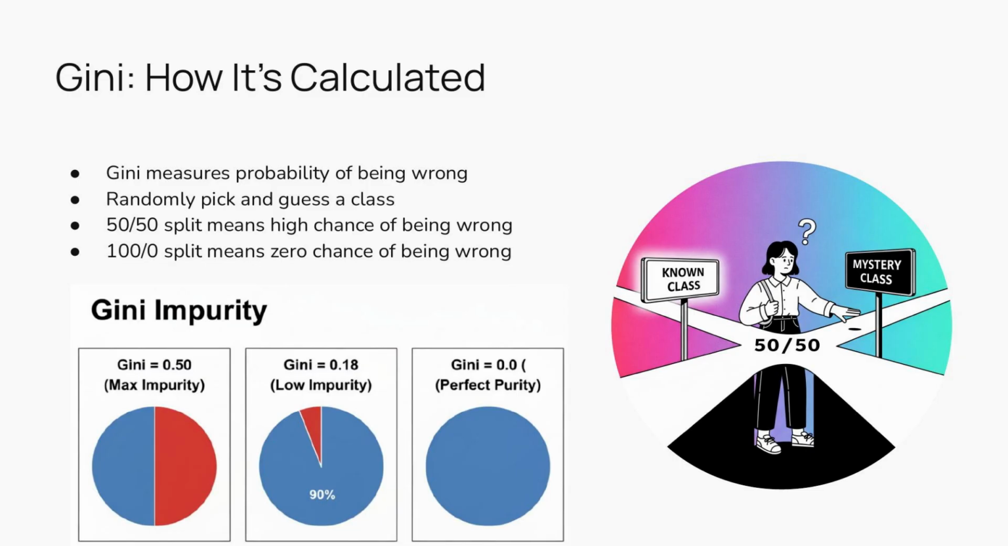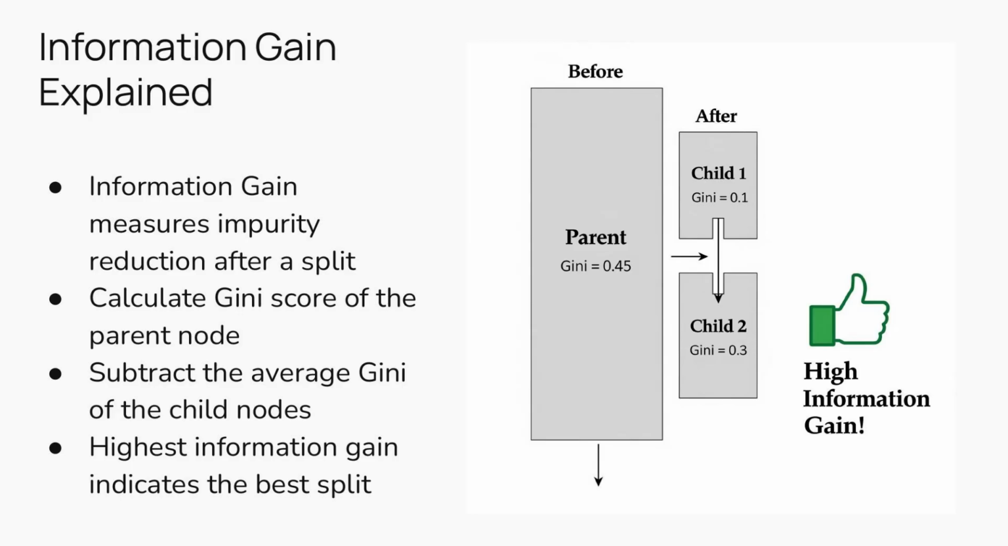The Gini score is 0.18. That's all it is, a measure of how likely you are to be wrong. Now we can put it all together. The algorithm finds the best split using a process called information gain.